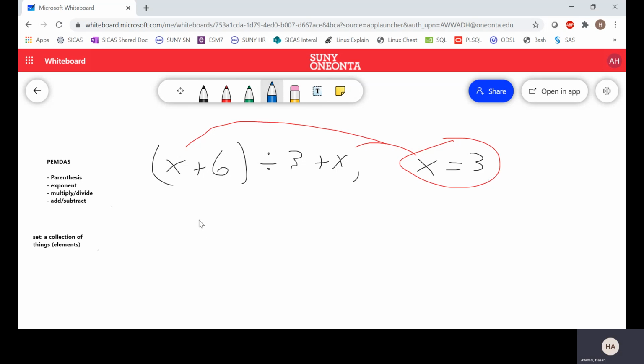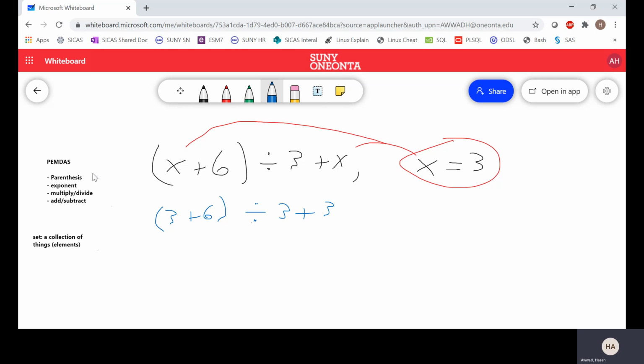So because x is equal to 3, we now have instead 3 plus 6 divided by 3 plus 3. Now this goes back to what we were discussing before with PEMDAS: parentheses, exponent, multiplication and division, and then addition and subtraction. So what do we have in this example? Well, we have parentheses, we have addition, and we have a division. So we're just going to go down in order.